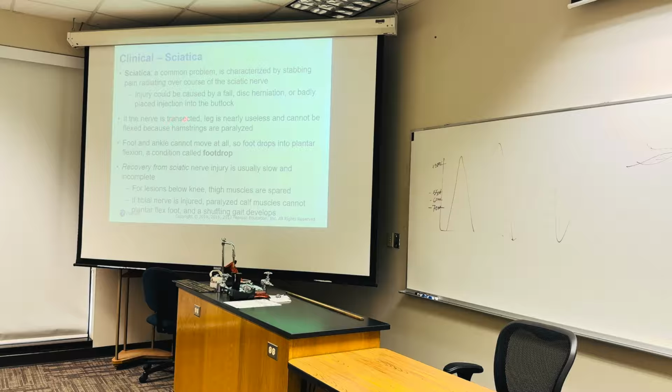So if the nerve is transected, the leg is nearly useless and cannot be flexed because the hamstrings are paralyzed. The foot and ankle cannot move at all, so the foot drops into a plantar flexion, pointy toes, a condition called foot drop. Recovery from sciatic nerve injury is usually slow and incomplete. For lesions below the knee, thigh muscles are spared. If the tibial nerve is injured, paralyzed calf muscles cannot plantar flex the foot, and a shuffling gait develops.